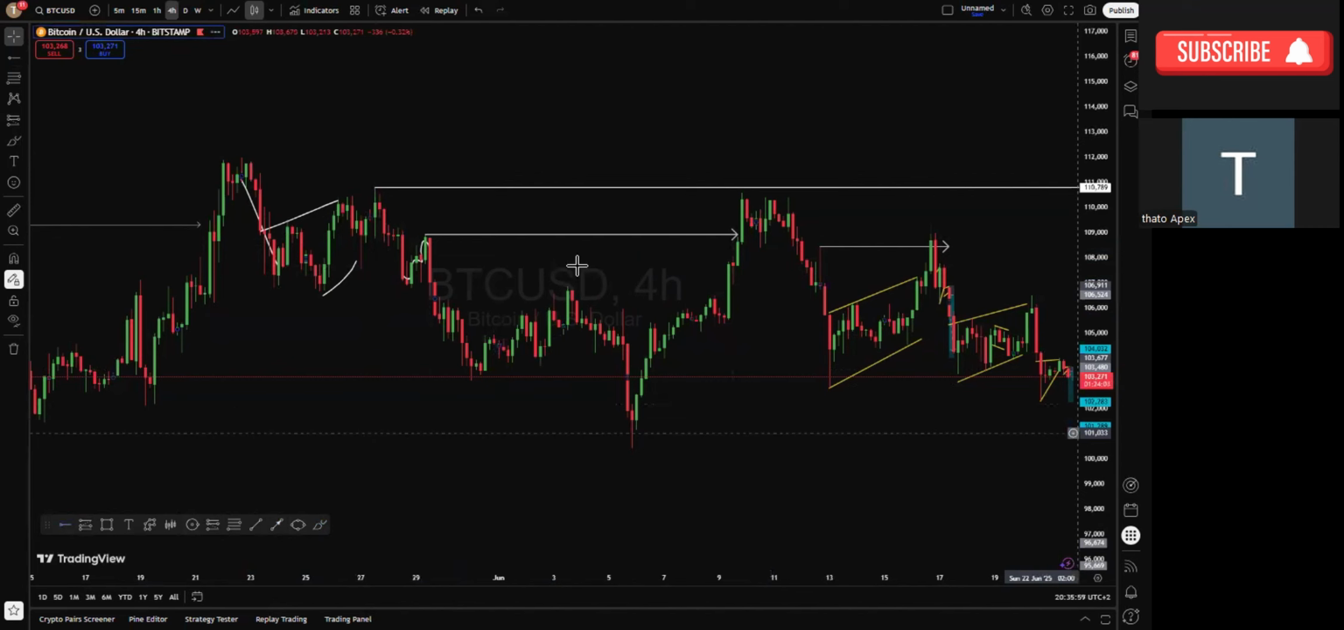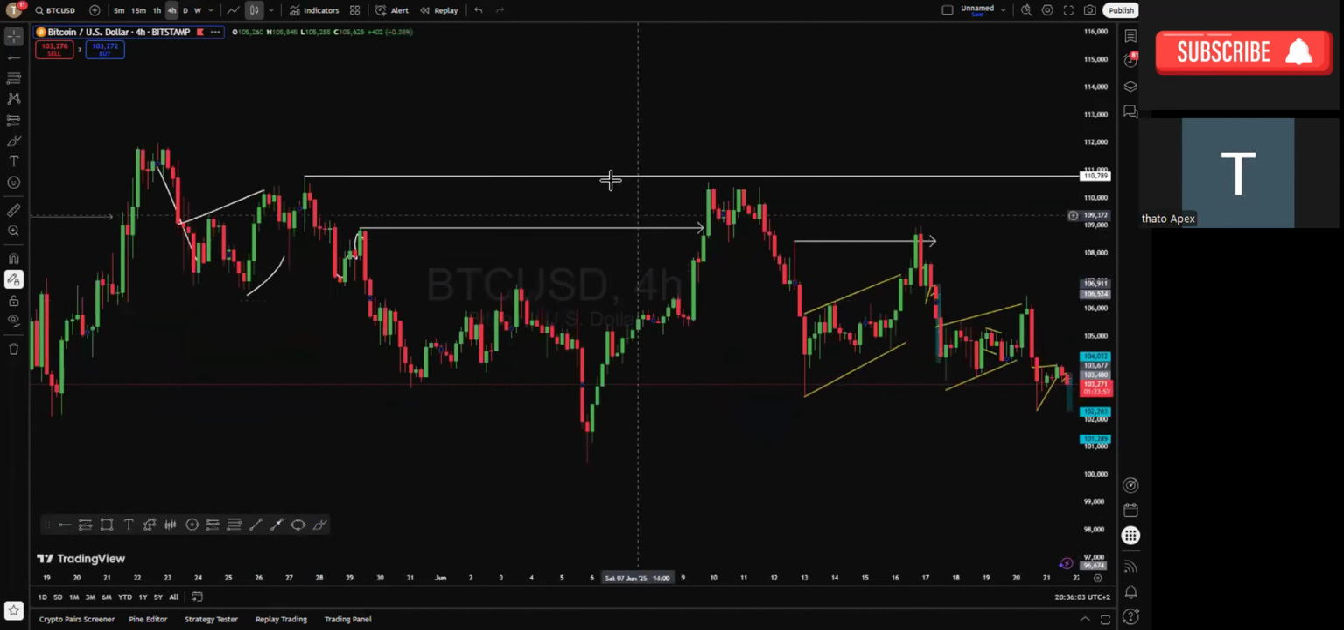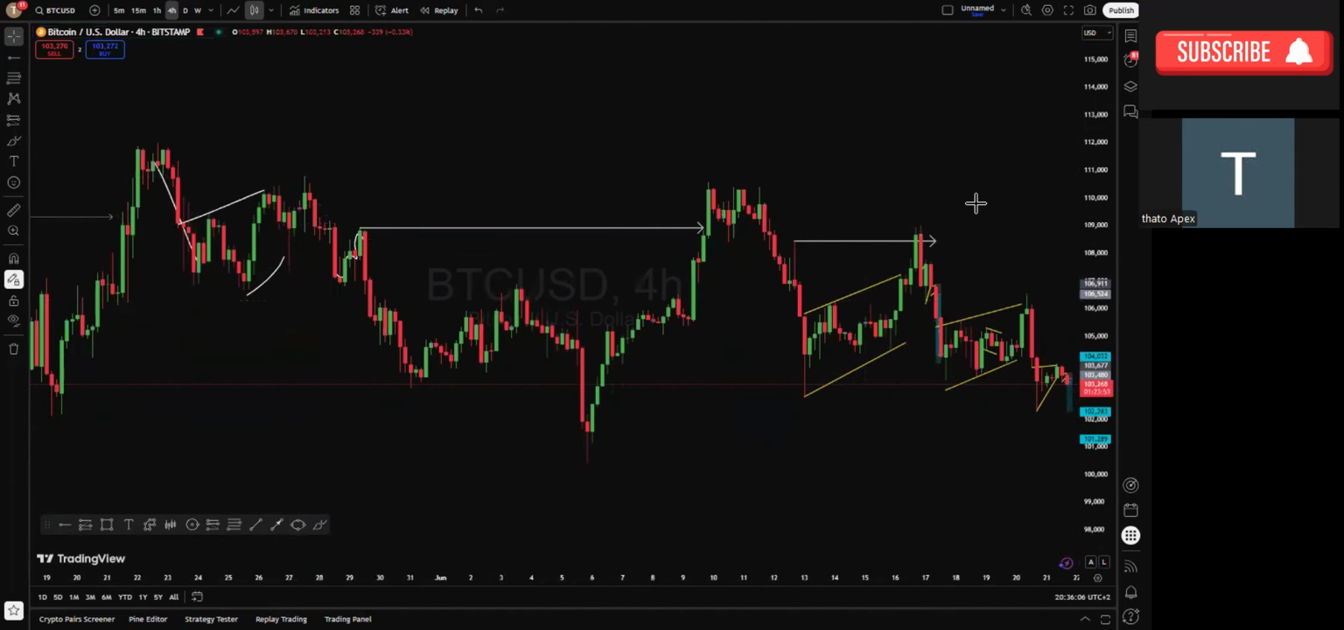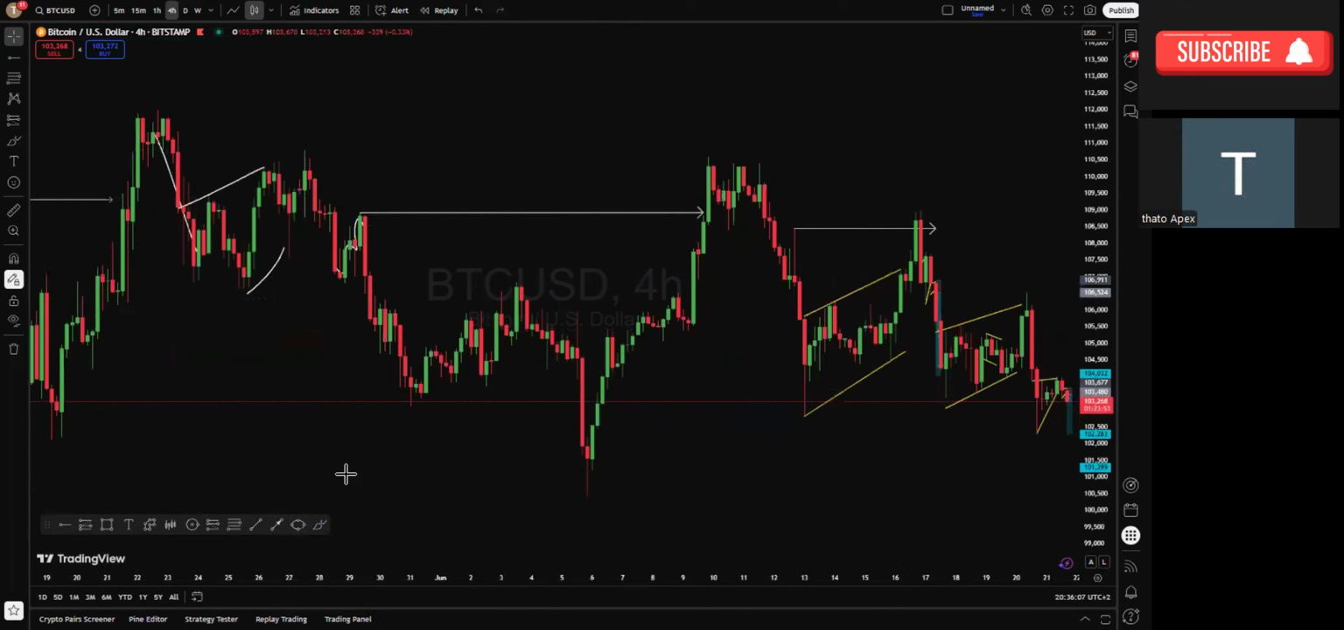So what I'm observing right now, I'm trying to see what price is doing on that value area, right? So here you can see that we had the same thing.